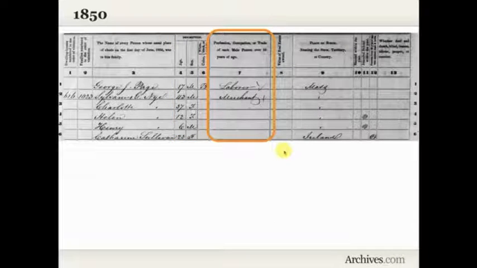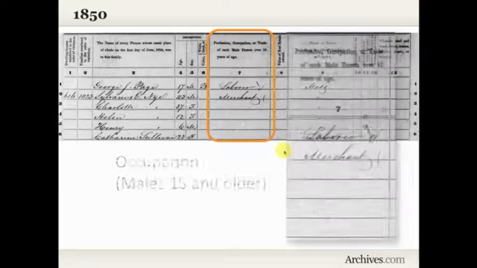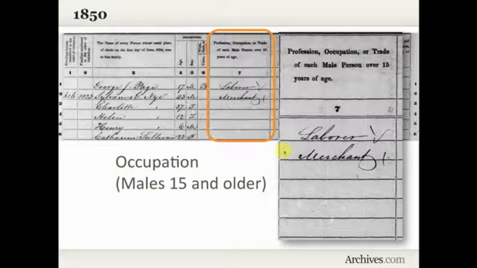The next section that we have in the 1850 census is a section for occupation. What's important to note for occupation is that they were only supposed to list it for males age 15 years and older. So as we see here, we don't have an occupation listed for Charlotte. She's female, so the census taker didn't have to record any occupation for her. It is very possible that she was working. She could have been a seamstress. She could have been working in a textile mill. She could have been doing any number of things. But the census taker only had to record the occupation of the males 15 and older.